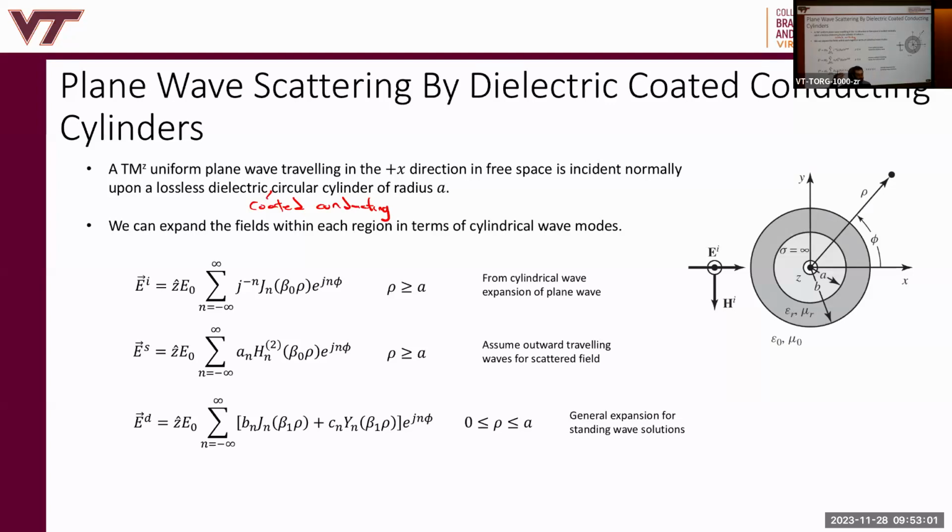All right, you probably haven't studied it or gone back and looked at it. J to the minus n is the expansion for a plane wave traveling along the positive, say, x-axis. If it was j to the plus n, then it would be traveling along the negative x-axis. The scattered field, we expand into similar modes, but we know that it's a scattered field traveling outward from the cylinder. So it's Hn2. It's in the free space region, beta naught. And then the electric field within the dielectric will be expanded in terms of standing wave solutions, Jn and Yn.